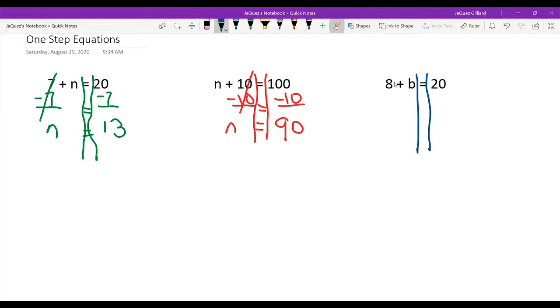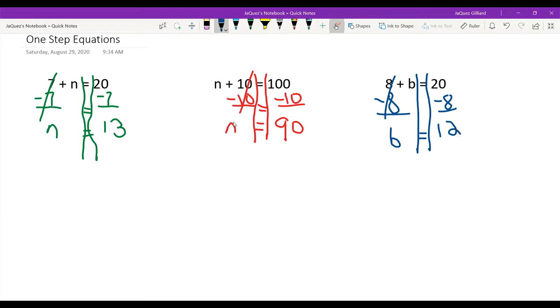So what are we going to do? Let's look at this number right here. We have an 8. Because the 8 is positive, we are going to subtract it. So let's subtract 8 on both sides. 8 minus 8, 0. Bring down your b equals, and what's 20 minus 8? You're right, 12. Good job.